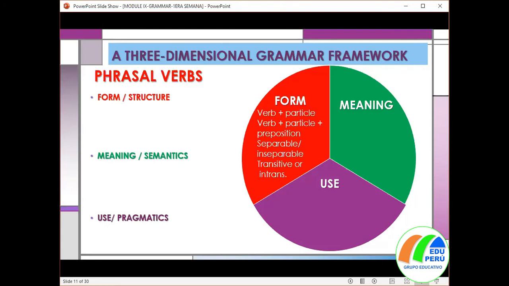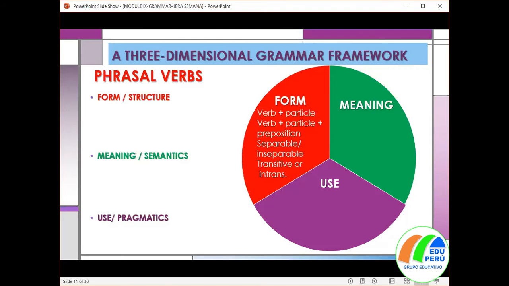Also, we could find that some of these verbs are separable and some of them are inseparable. Also, another aspect in the form is that some of them are transitive and some of them are intransitive. Notice, we are analyzing the form of the phrasal verb. Remember, a phrasal verb is composed of 2 or 3 parts, and generally, not all the time, we change the meaning of the original verb.